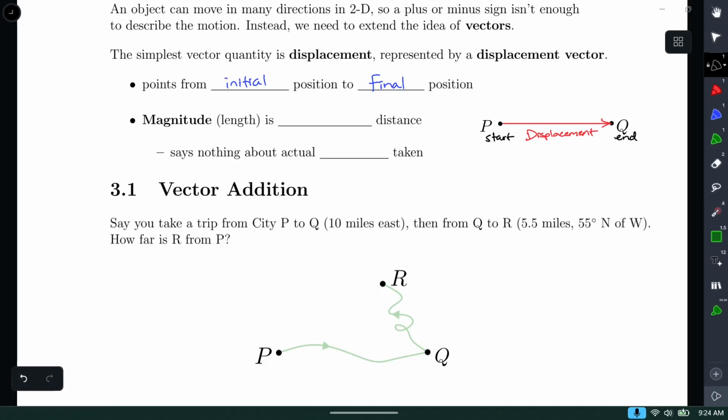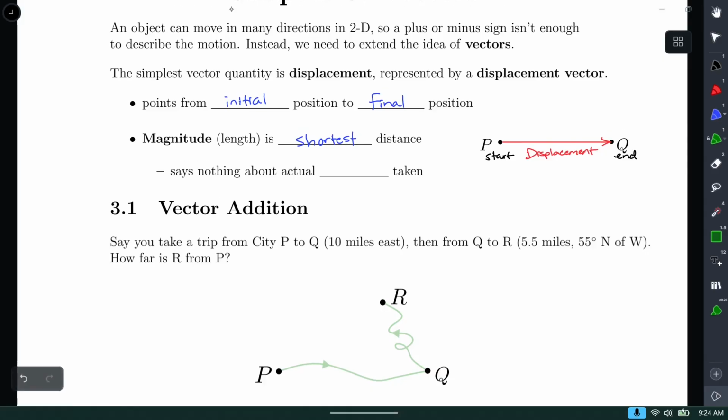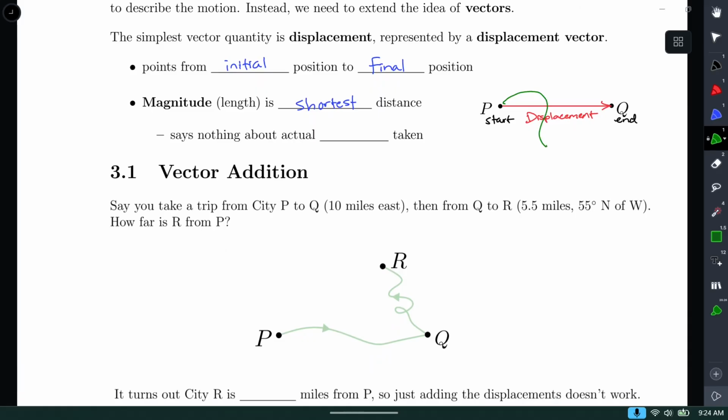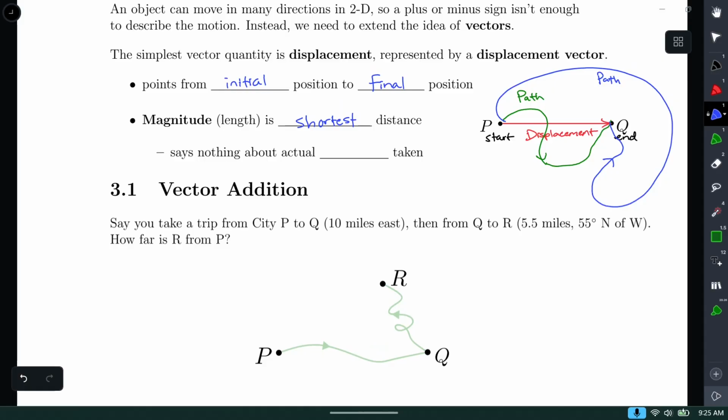That doesn't mean that that's actually what you did. Displacement is the most direct path. It is the shortest possible distance you could go, the as the crow flies distance. But you could have actually taken a very roundabout route to get from here to here. This could have been your actual path. You could have also done something like that. That could have been your path. But in all cases, the displacement is that red vector. It's just saying, I started here, I went there. It doesn't care about the details of how you got there. So it says nothing about the actual path taken.